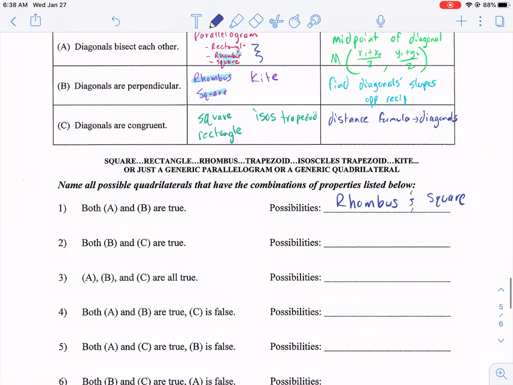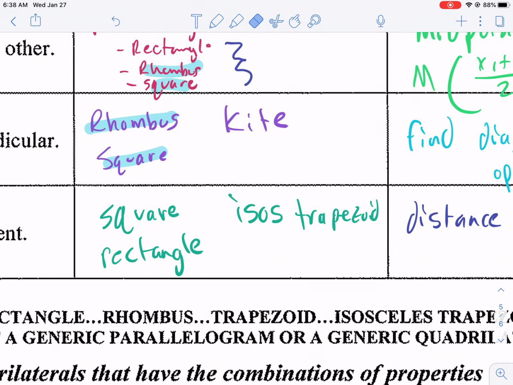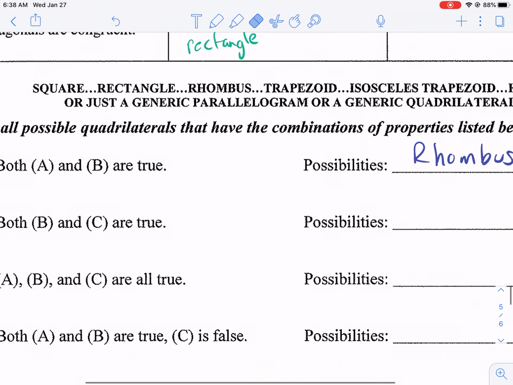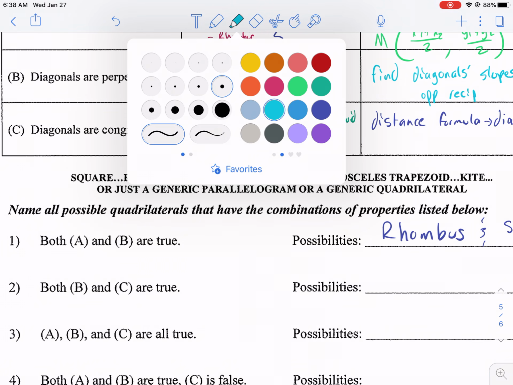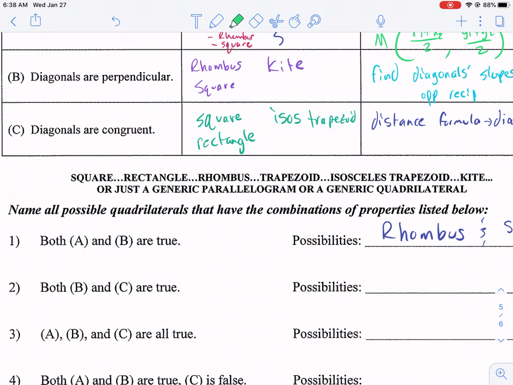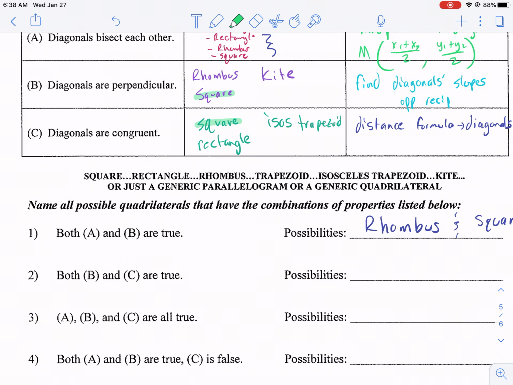Okay, both B and C are true. Let me erase this. See if I can do this very carefully. Oh, looks like I got it. Nice. Okay, so both B and C. So now we look for the intersection of B and C. What applies to both B and C? We see squares listed there. And it looks like that's it. So just congruent diagonals and they're perpendicular, that only applies to the square.